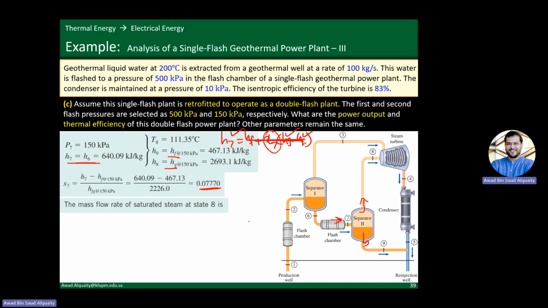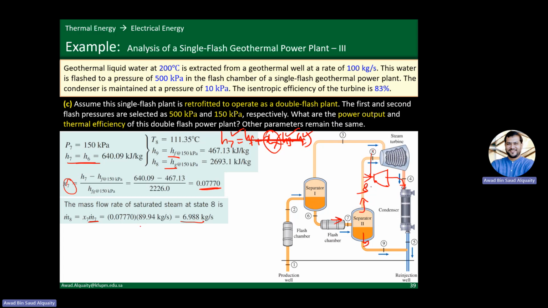Now for finding out the power output of the second low pressure turbine, what we need is the mass flow rate at state 8, right? So this is state 8 here. The mass flow rate at state 8 is simply X7 times the mass flow rate at state 7, right? So when you plug in the numbers, 6.988 kilogram per second is what comes out. So this is how much we are extracting more for the second low pressure turbine, right?